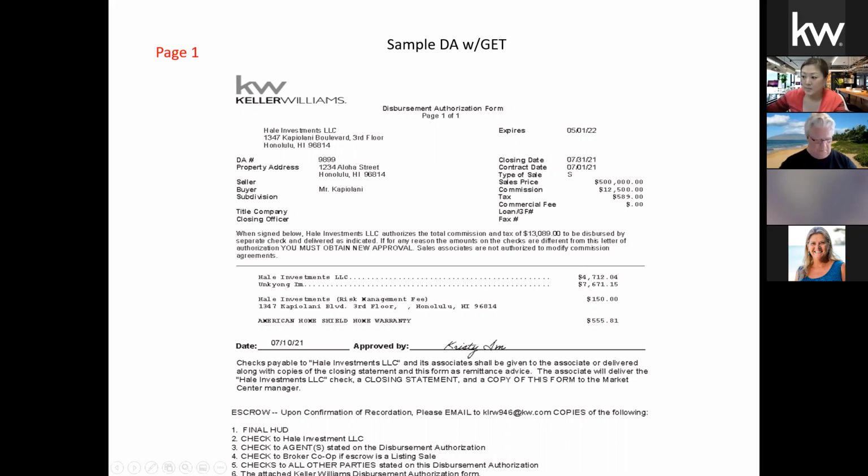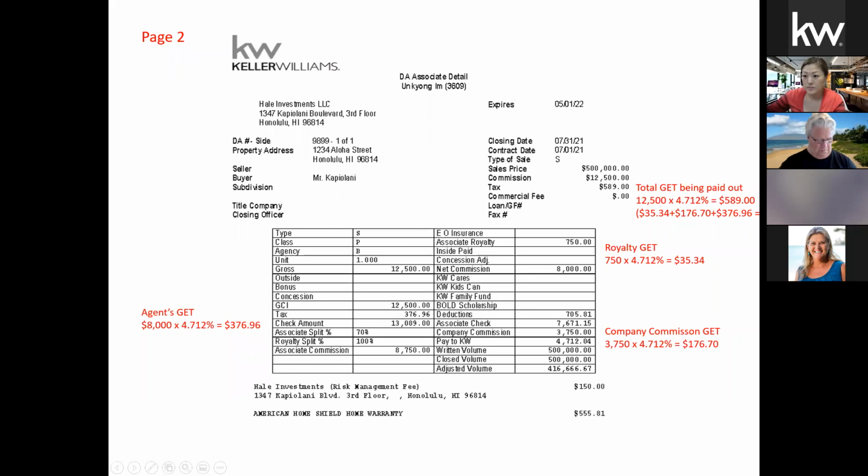So we'll go to the second page, which is the detail page. This page shows a breakdown, same like the previous sample, but different in that there's GET tax. We'll go line by line so you have a better understanding when you have a transaction that includes GET. When you look at the commissions, 12,500, times that by 4.712%, that equals the total GET received, which is 589.